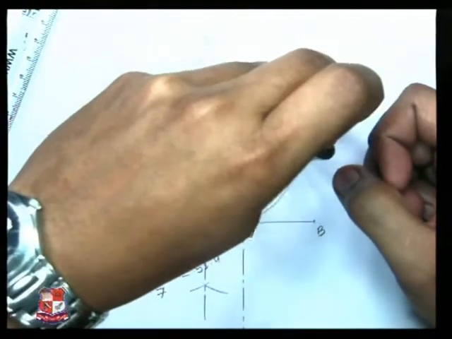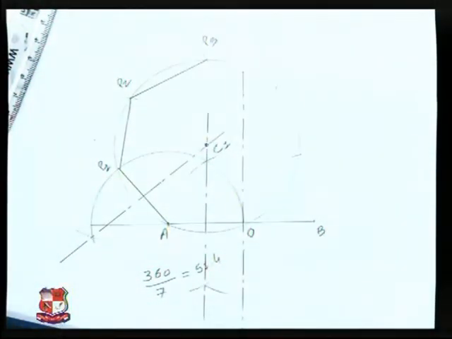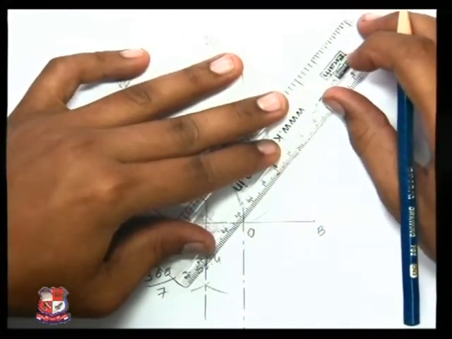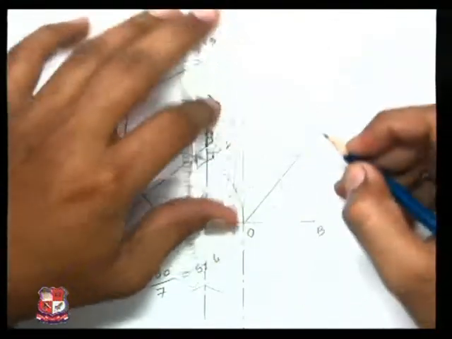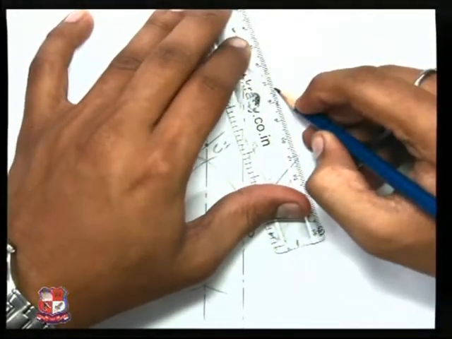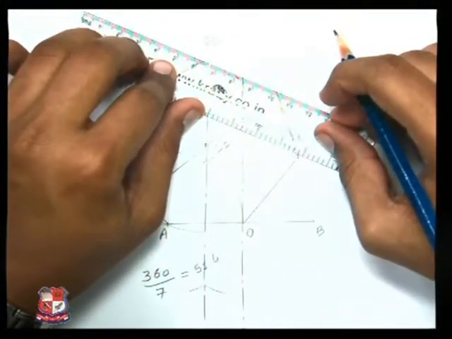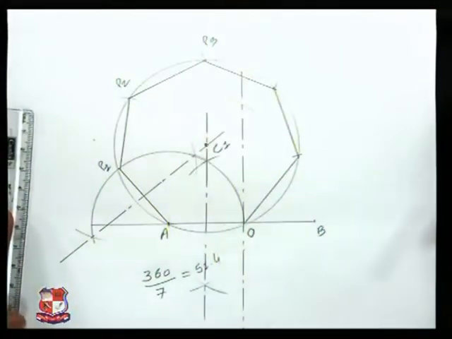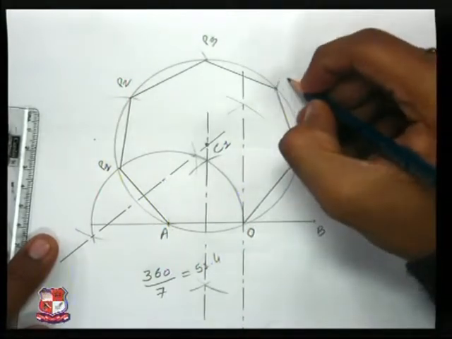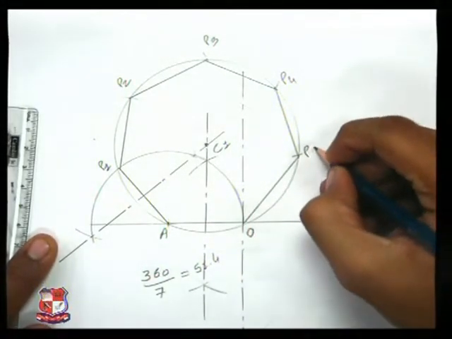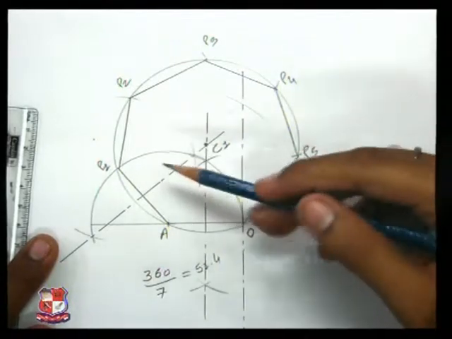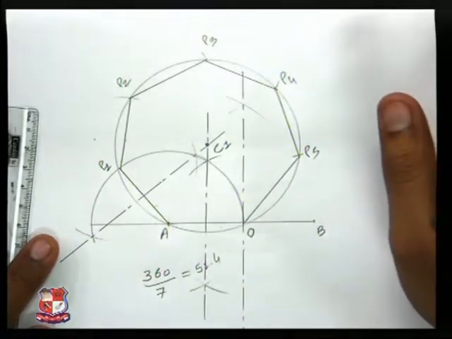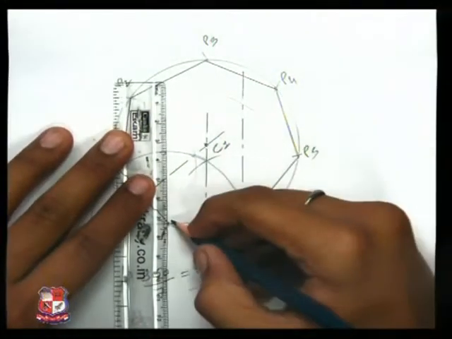Accordingly, mark arcs on each side. Join these arcs with straight lines and you will get your desired polygon. Don't forget to name the corners. We have got a 7-sided figure, 1, 2, 3, 4, 5, 6 and 7. This is called a heptagon. Don't forget to give the dimensions.